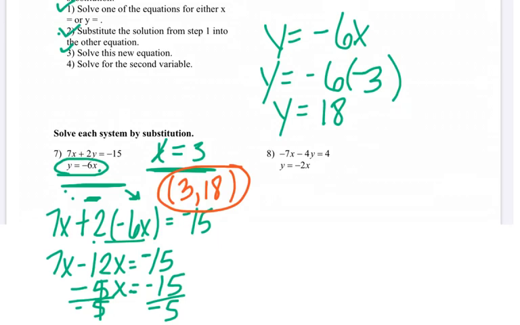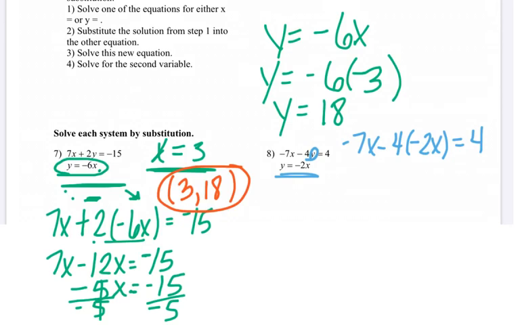Okay, so now we're going to look at number 8, and we're going to use the same rules, the same steps that we used for number 7. Every time you're solving by substitution, you will use these steps. So in number 8, one of your equations is already solved for y equals. Okay, so we are going to skip to number 2. There's your y equals equation. Substitute the solution from step 1 into the other equation. So again, y equals negative 2x. So we're just going to put in negative 2x where it says y. So it'll be negative 7x minus 4 times negative 2x equals 4.